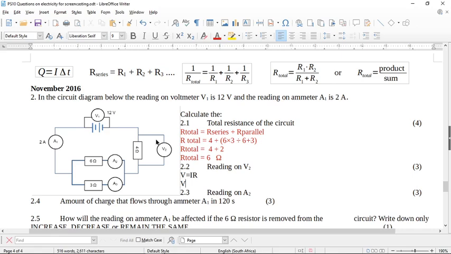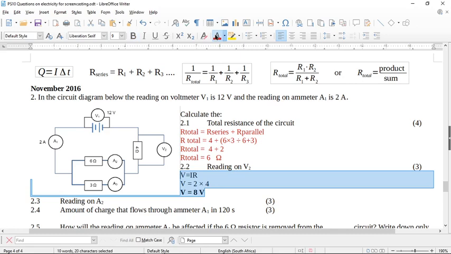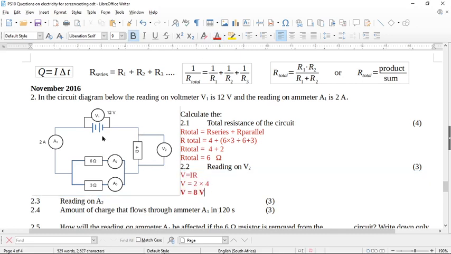My volts are going to be, what is my current? Remember, current is the same everywhere in a series circuit. My current is 2 amps, and then my resistance is 4 ohms. So my voltage is going to be 8 volts. Okay, so that's my voltage on voltmeter 2, because remember, the circuit is going to divide the voltage up between these two resistances.